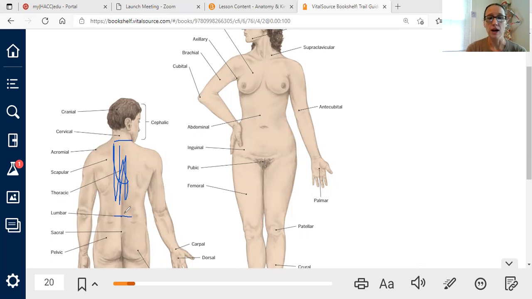Now, the lumbar area is from here to here. Okay, so this is all lumbar in here, from here to here. And there are 5 lumbar vertebrae contained in that section of the spine. But really all of this is lumbar area, just like all of this is thoracic area.